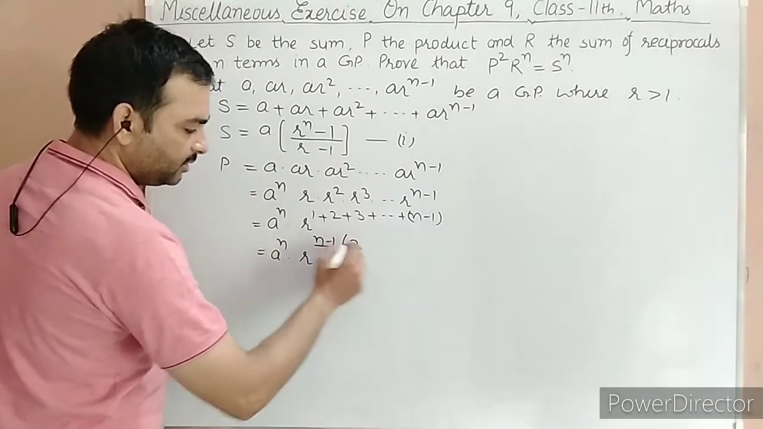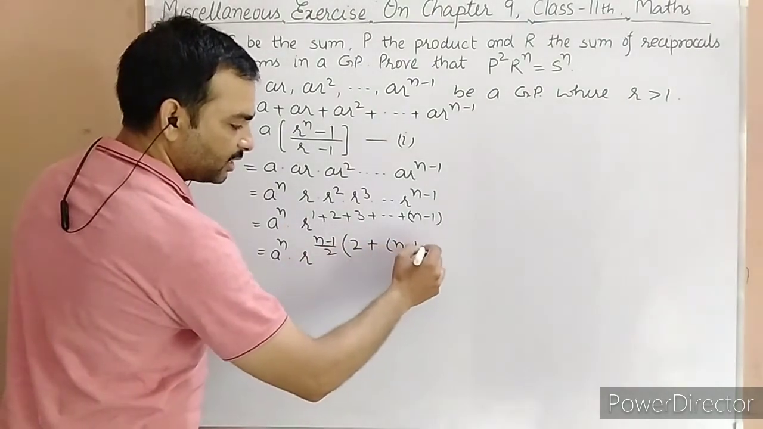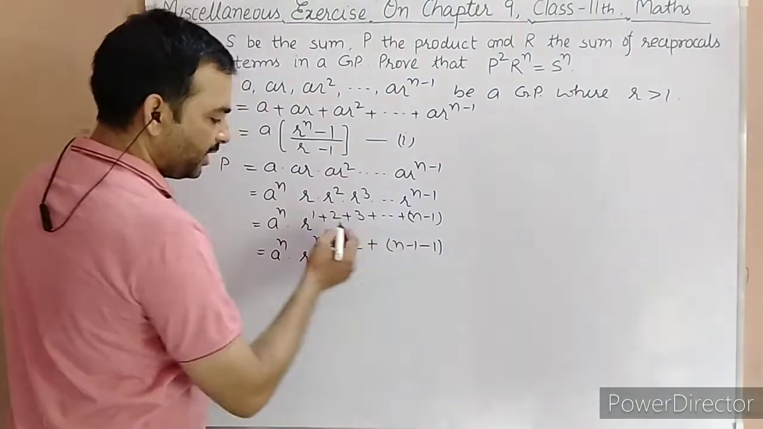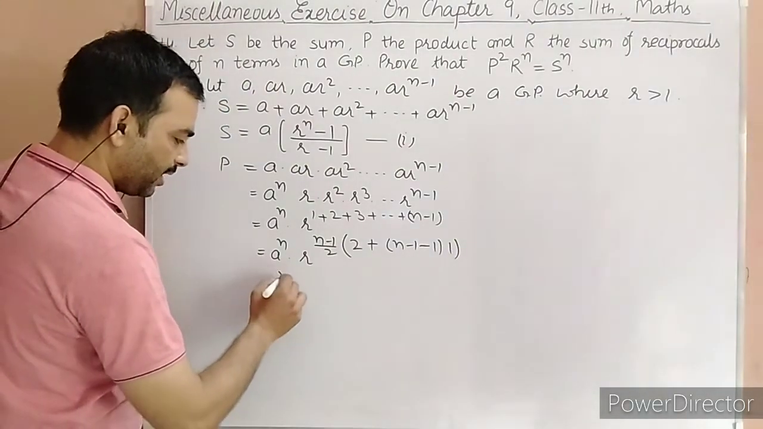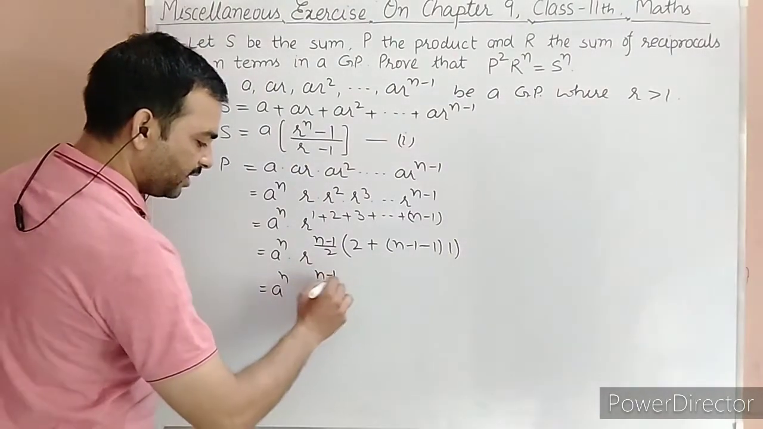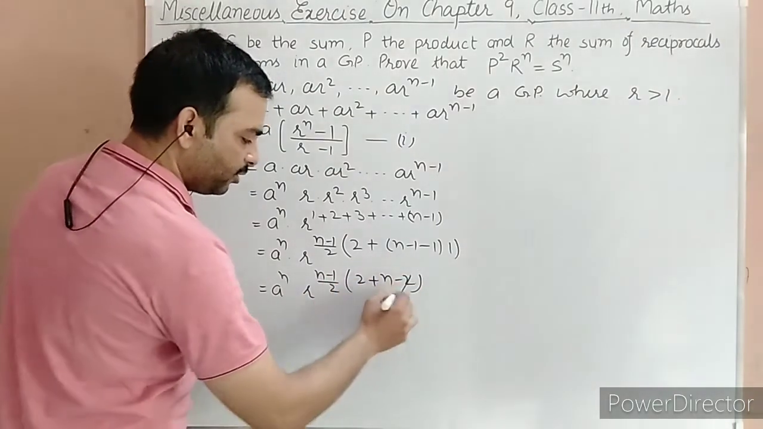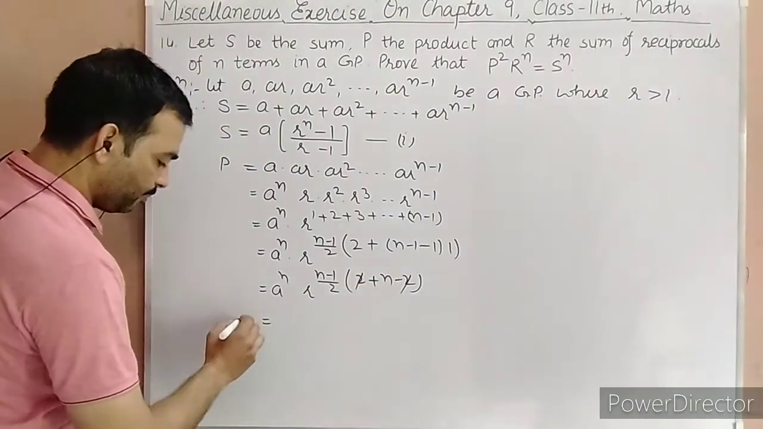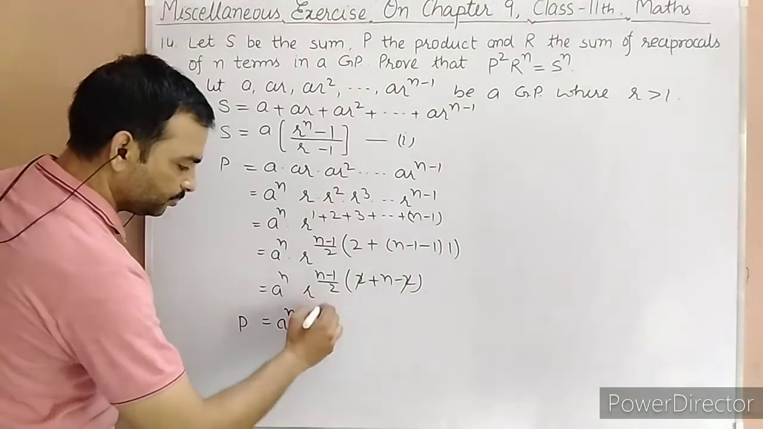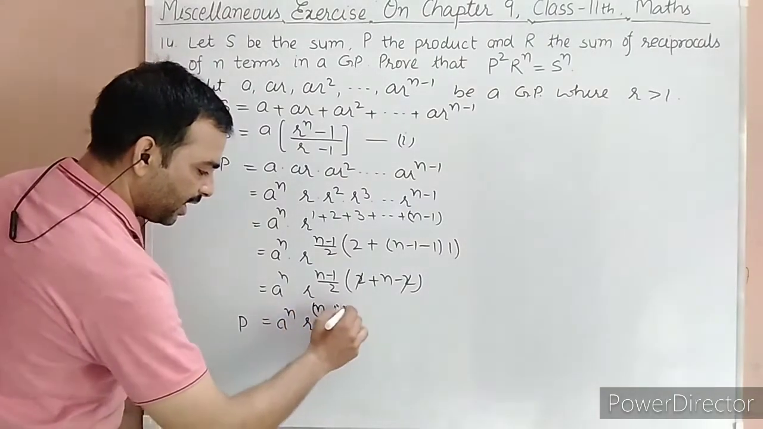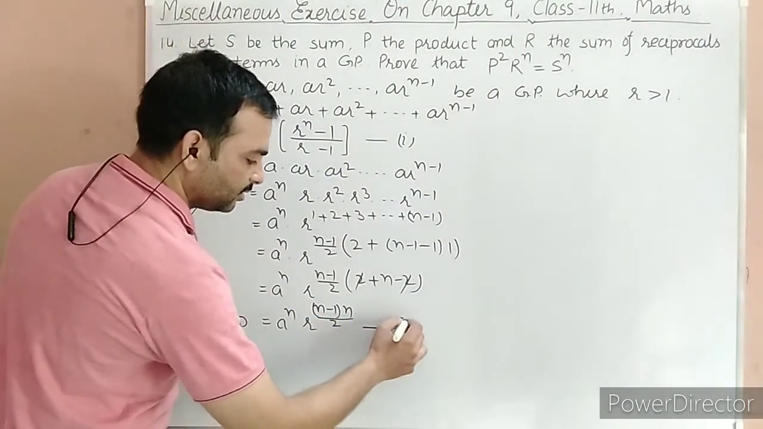2A means 2 into A, is 2 plus n minus 1, so n minus 1 into D. And D is what? D is 1. Okay. So it is equal to A power n R power (n minus 1) divided by 2. Here you can see that 2 plus n minus 2, the 2 and 2 cancel out. So we get P is equal to A power n and R power (n minus 1) into n divided by 2. This is P. So I can say this is the second equation.